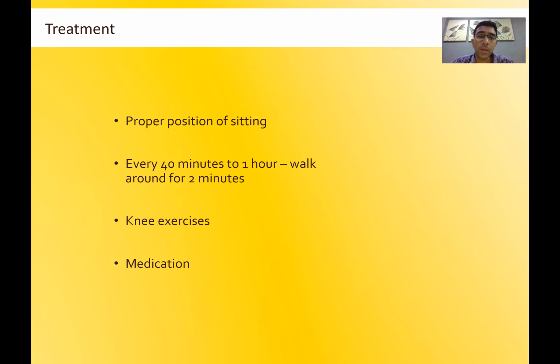So the treatment can be proper position of sitting, as I mentioned, 90 degrees angle at the knee joint. Every 40 minutes to 1 hour, put an alarm on your phone, walk around for 2 minutes and sit again. That will help to reduce the strain on the joint and help to keep the joint very free. The next thing is knee exercise, which is the most important thing. It helps to strengthen the quadriceps muscle above the knee joint, and that in turn reduces the load on the joint. And of course, medication in severe cases.